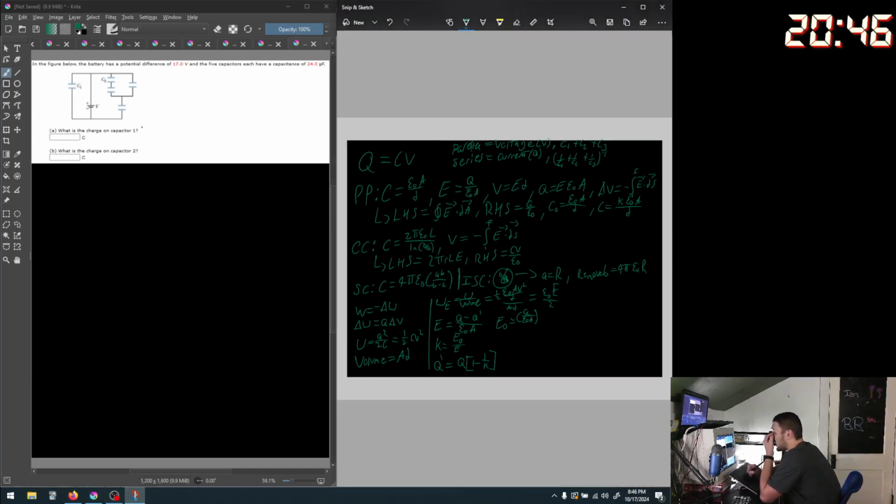So here we've got capacitor 1, capacitor 2. This is going to be C3, C4, and then C5. So we're going to have to find C equivalent of 2, 3, C of 2, 3, 4, and then C of 2, 3, 4, 5.